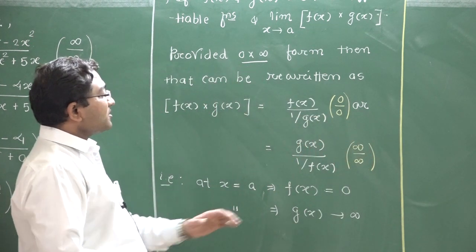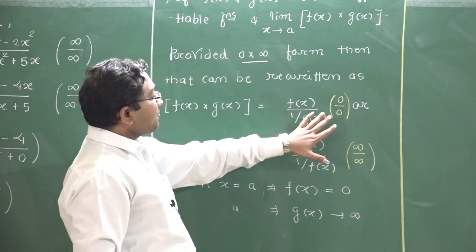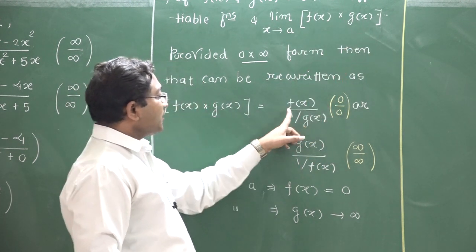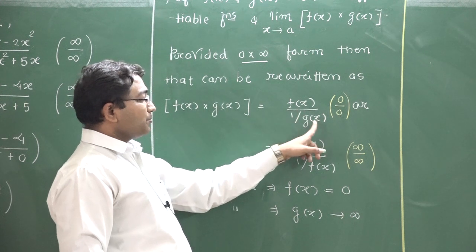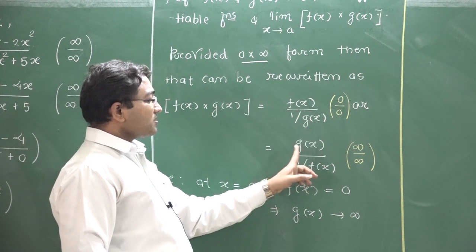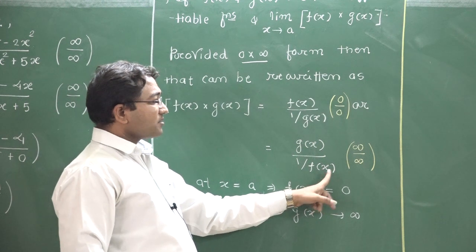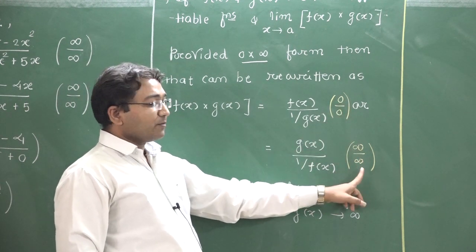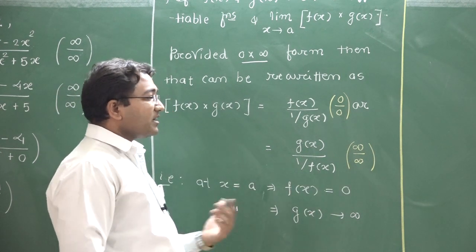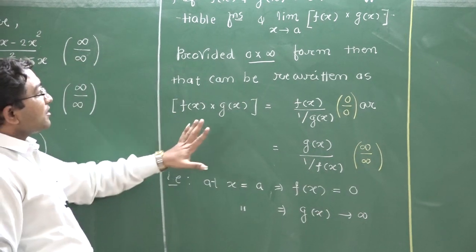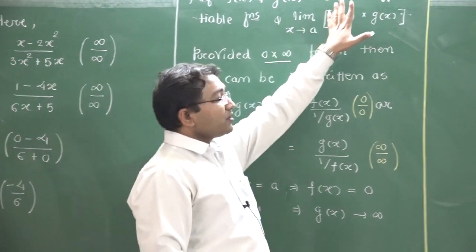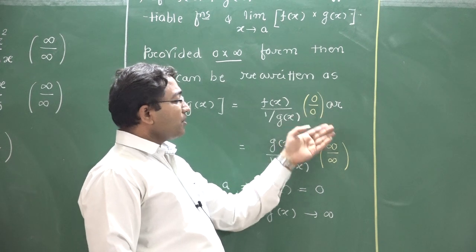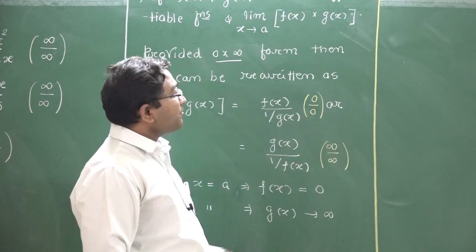So we learn from this substitution, if we change the form of f of x into g of x into f of x upon 1 upon g of x, or g of x upon 1 upon f of x, that can be converted into either 0 upon 0 form or infinite upon infinite form. Then we apply the L'Hospital rule. So that is the logic behind the indeterminate form 0 cross infinite. So we can try to make 0 by 0 form or infinite by infinite form.